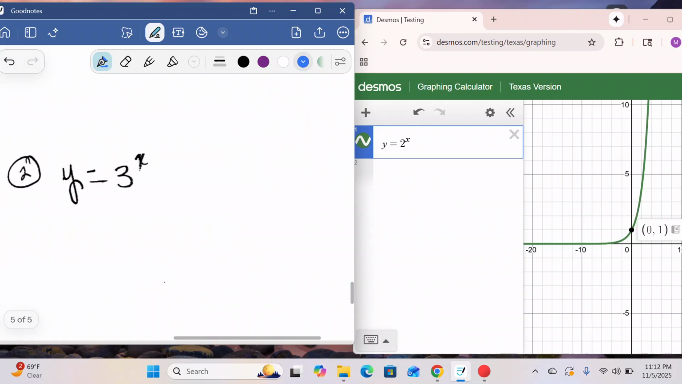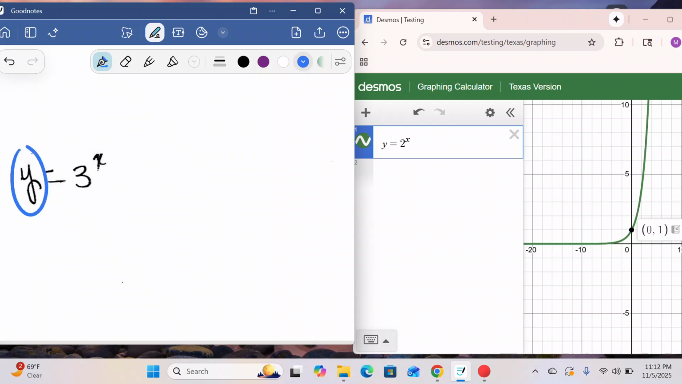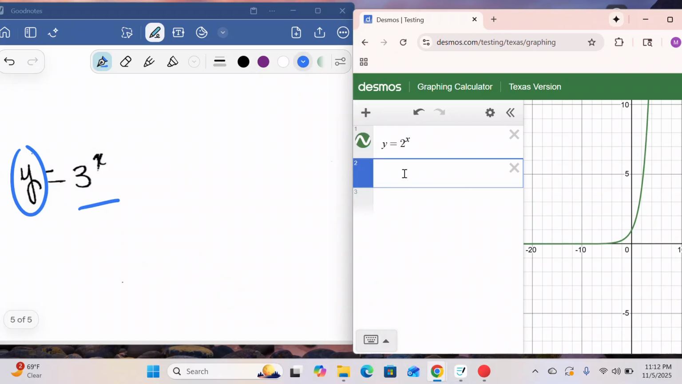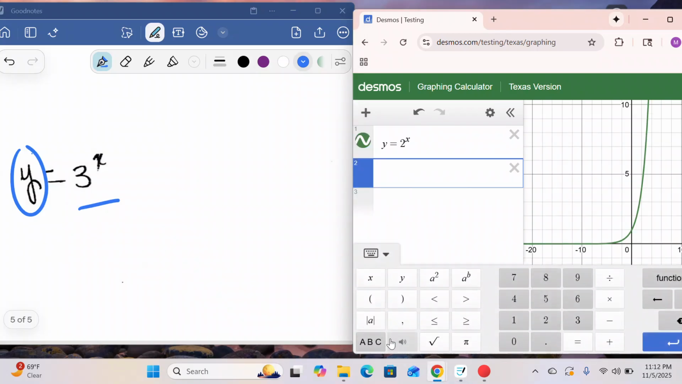If we look at number 2, I want to be able to graph this one and find my y-intercept. So what am I going to do? Do I need to put the y right here? No, I don't have to put the y right here. So let's say I just want to graph this. All I have to do is put it on the second one, get my keyboard out, and put 3 raised to the x. I don't know how to do the x, so I go to a to the b, like that. It raises it, and then I put an x, like that.